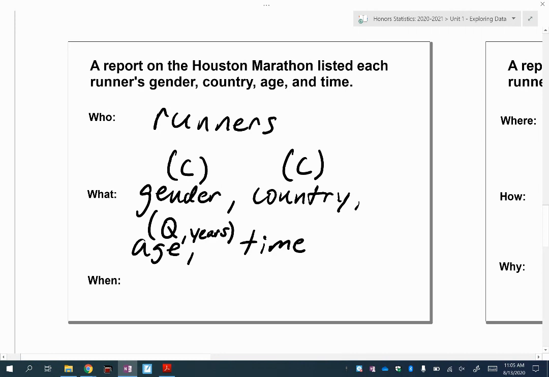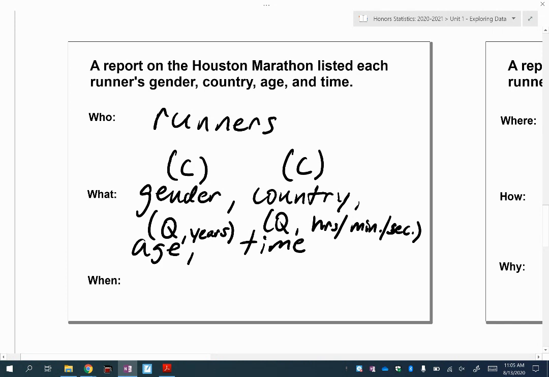You could also make an argument that age could be categorical if they require the runners to pick their age group, and the age group is listed maybe by 5 years or 10 years, whatever it is. But I'm just going to go with that each runner just listed their age in years, so quantitative. And for time, also quantitative, and the units for that are going to be hours, minutes, seconds.